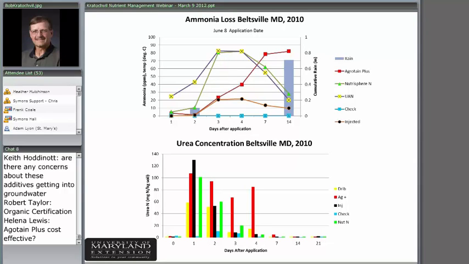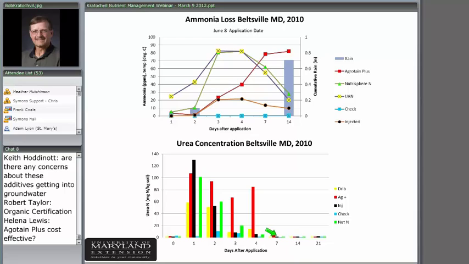So what did we see with this? This slide right here I just described to you. It was the volatilization loss of ammonia that we measured in 2010 at Beltsville. This slide here is the measurement of urea that occurred during the 14-day period.